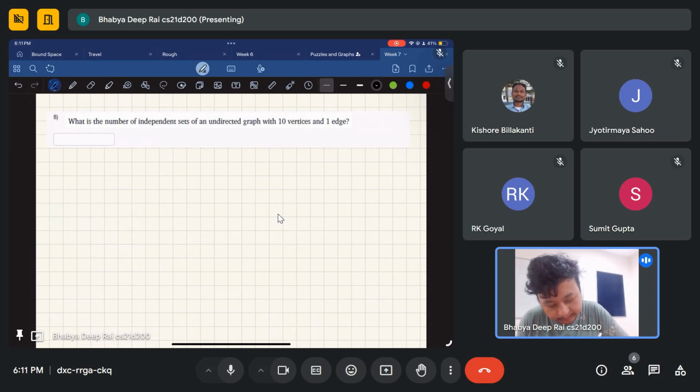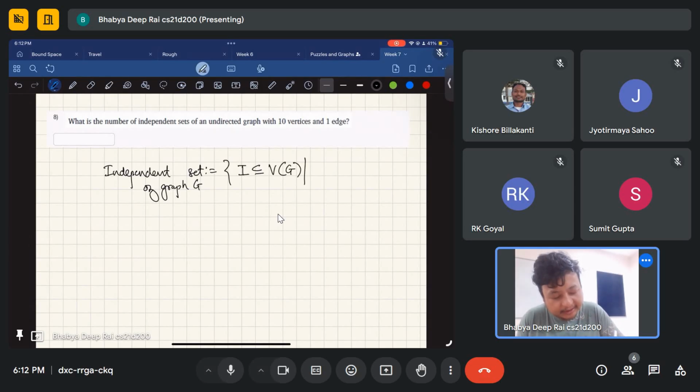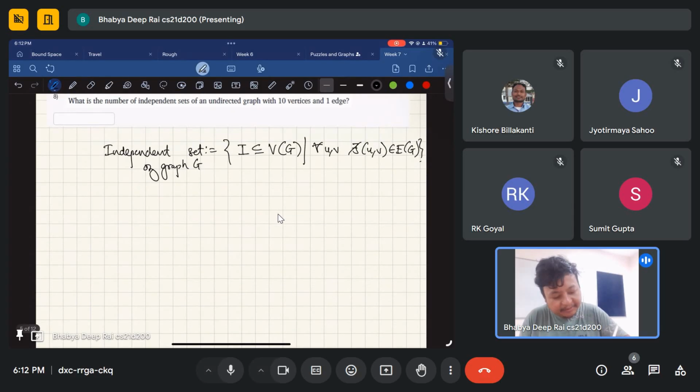So what is an independent set? An independent set of a graph G is a set of vertices, let me call it I, which is a subset of the vertices of G such that for all pairs U and V in it, there does not exist an edge. What does it mean?